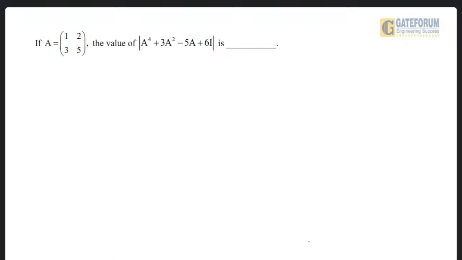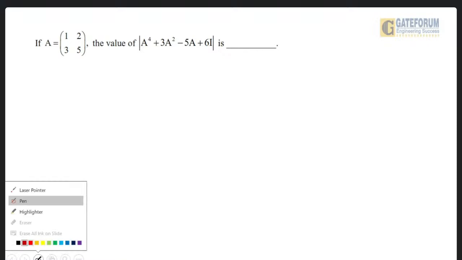The question is, if A is equal to 2 by 2 matrix 1, 2, 3, 5, the value of determinant A power 4 plus 3A square minus 5A plus 6I is. This is from engineering mathematics, from the topic linear algebra, subtopic basics, or eigenvalues, eigenvectors, Cayley-Hamilton theorem method.